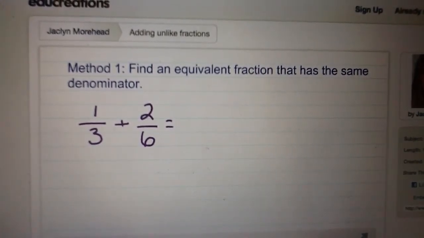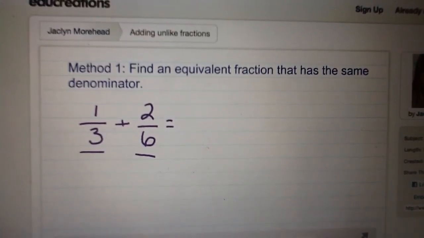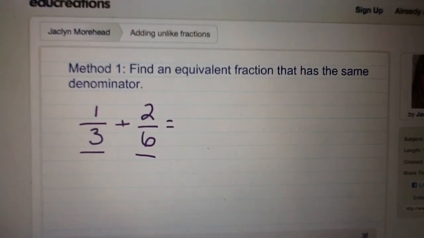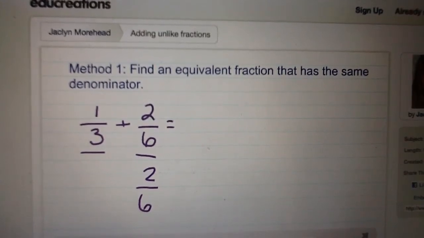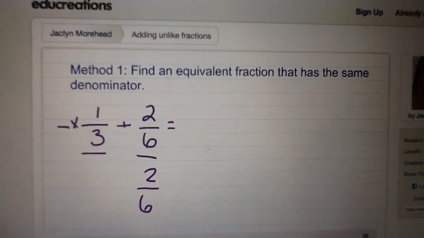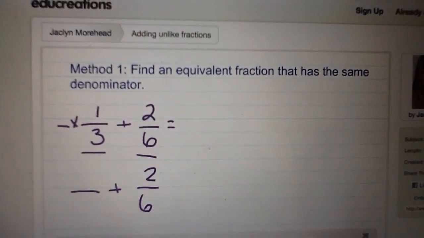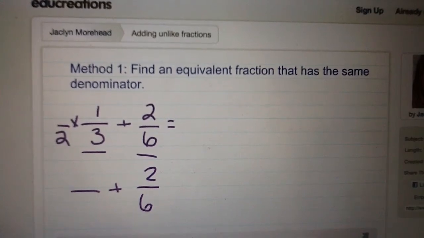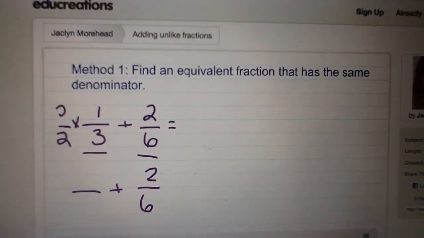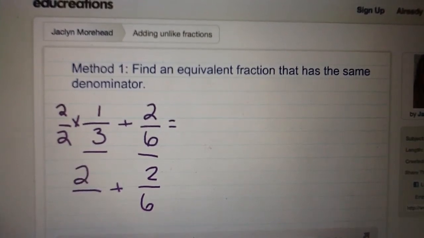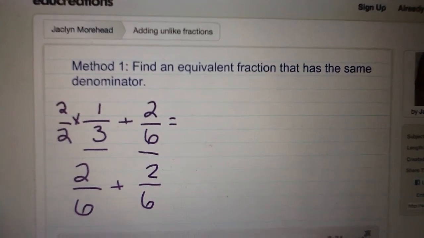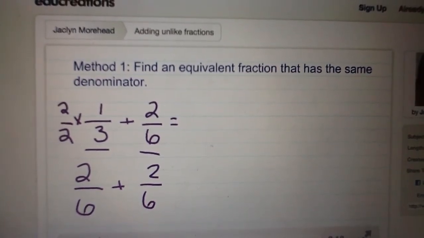So I need to look at 1/3 and look at 2/6. And I know, since 2/6 is bigger, that one is going to stay the same. I'm going to write that right below here. And then 1/3, what can I multiply 3 by to get a 6? 3 times what equals 6? Hopefully you said 2. 3 times 2 equals 6, and I have to do the same thing on the top. So if I multiply 2 and 2, I will now have 2/6.